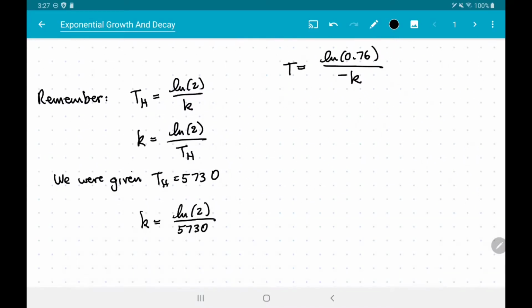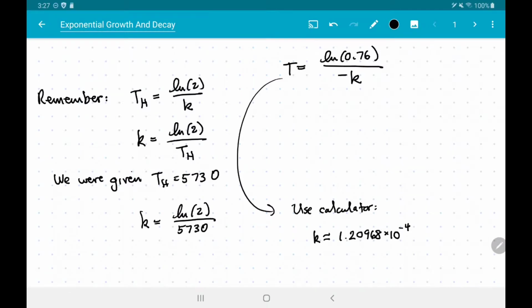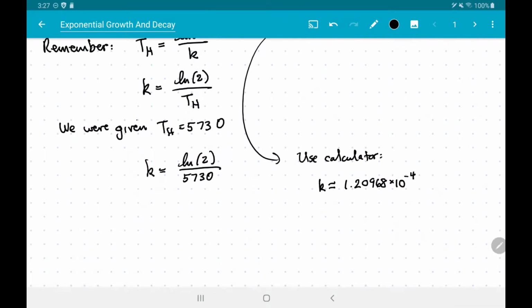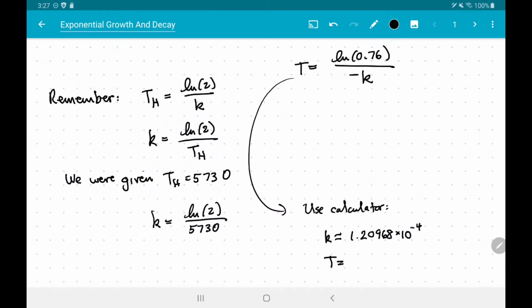So now all we have to do is use the calculator. We found that k was approximately, what was it, 1.20968. Yeah, 1.20968 times 10 to the negative 4. I prefer not to use the e notation for these things when I'm writing it down because it causes confusion. Well, so then, sorry, not t sub h, but t for now is ln of 0.76 divided by negative k.